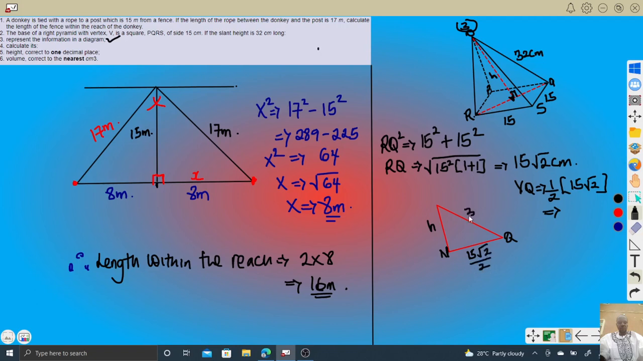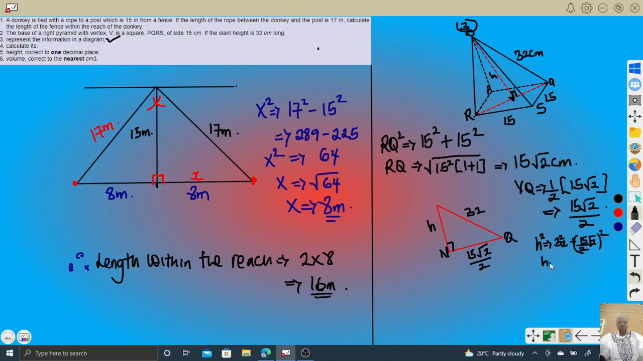And this one is 32. You know, it's a right angle triangle again. So you just use Pythagoras theorem to get the final answer. So h squared will be equal to 32 squared, look at the way I'm writing, plus 15 root 2 over 2 all squared. Please, you can use your calculator. It's not necessary to leave the answer in such form.